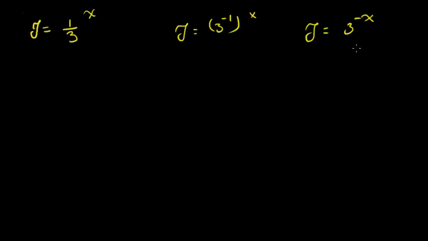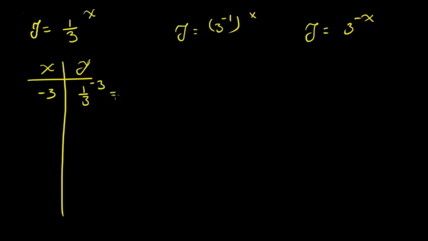Now, let's plot this one and see how the shape of our exponential decay function is going to look. So let's draw our chart here. We have x values and y values, right? Let us start with a small number like -3. (1/3) to the -3 equals, in order to get rid of this negative exponent, we can use the inverse of that and write it as 3 to the third power, and that is equal to 27.